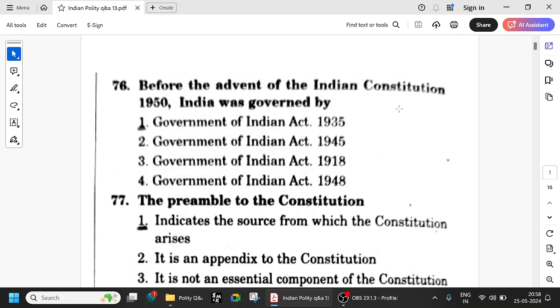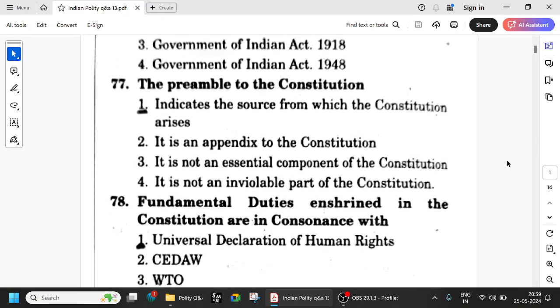Before the advent of the Indian Constitution 1950, India was governed by the Government of India Act 1935. Even if you look at the salient features of the Constitution, from where it was borrowed, you will see that most of it has been borrowed from the Government of India Act of 1935. Even though we got independence in 1947, the Constitution came into force in 1950. Before that it was governed by the Government of India Act 1935.